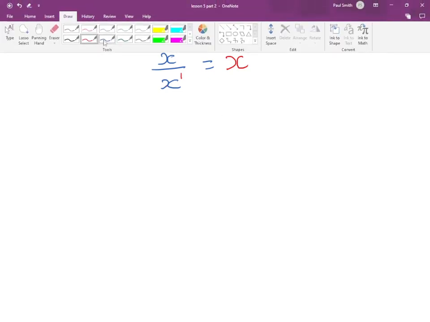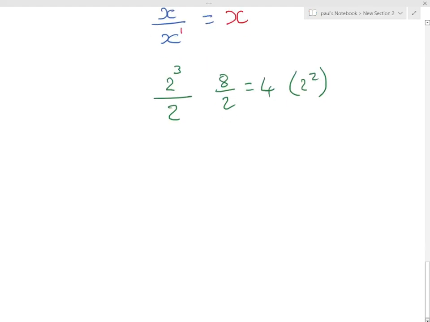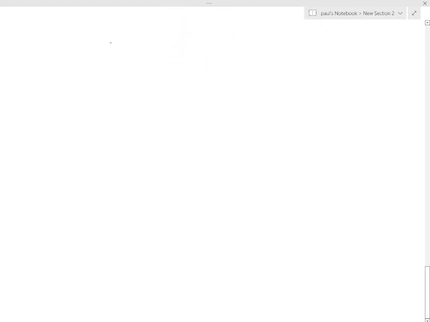Well, let's put a number in there, shall we? Instead of the x's: 2 to the 3 divided by 2. 2 to the 3, 2 times 2 is 4, times 2 is 8, so that would be 8 divided by 2, which equals 4. 4 is the same as 2 squared, just like x squared. So we've got to have the 1 in there. Anything to the power of 1 is itself.